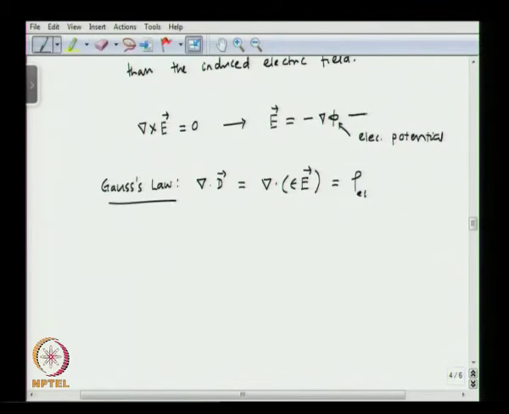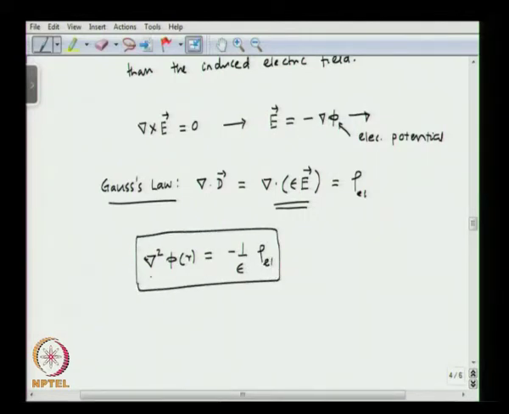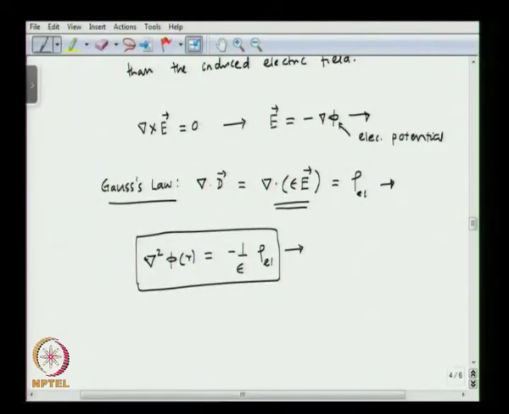Now from here, E equal to minus del phi, if you substitute in this equation here, what you would get is del square phi will be equal to minus 1 over epsilon into the charge density. So this is easier to solve as compared to this, considering a physical situation, because in a physical situation we have the voltage boundary conditions specified for a given case, whereas charge density is very difficult to specify. So this equation is very important.